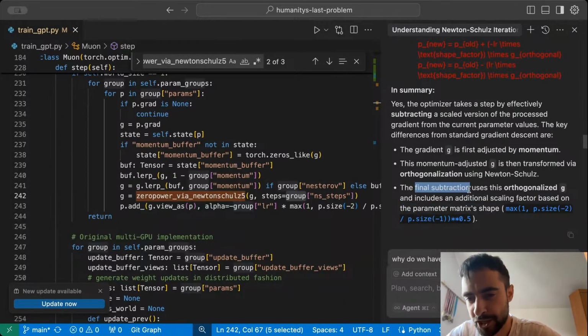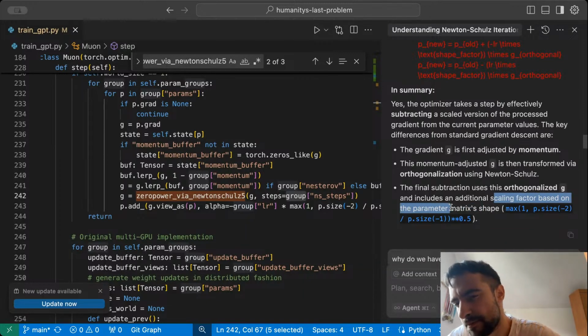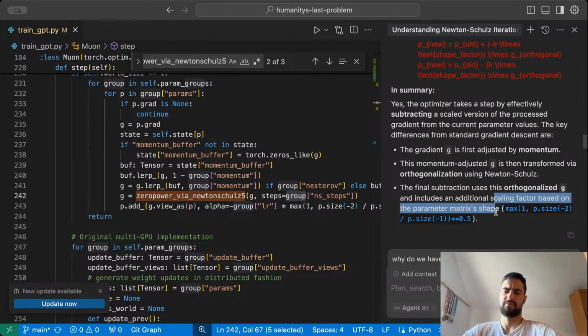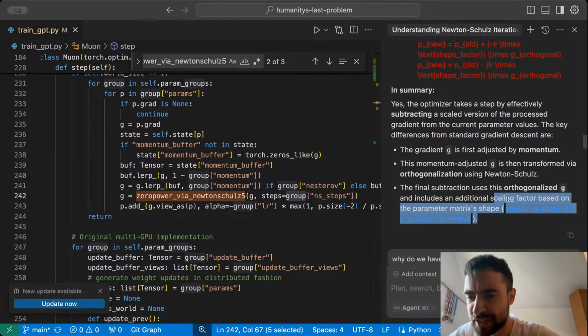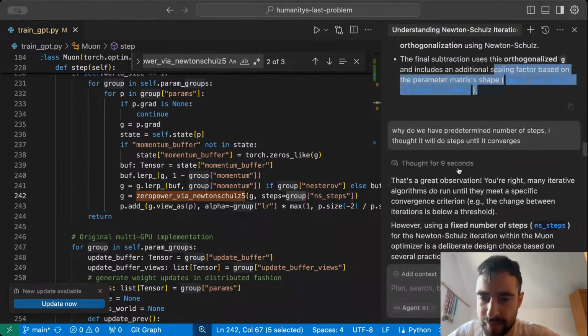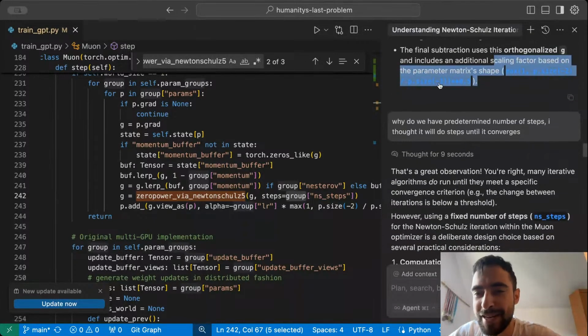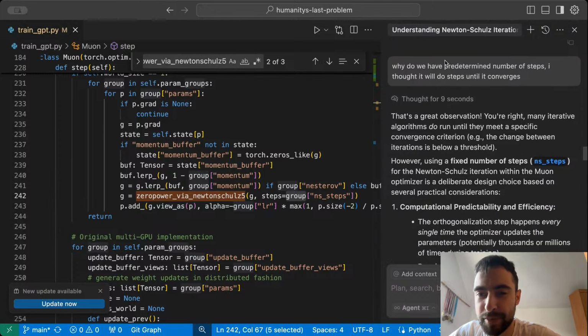The final subtraction uses this orthogonalized g and includes an additional scaling factor based on the parameters matrix shape. What? It's random. Why? Okay, I mean, we have to sometimes skip something. Why do we have a predetermined number of steps? I thought it would do steps until it converges.